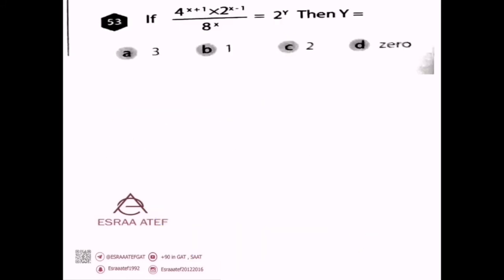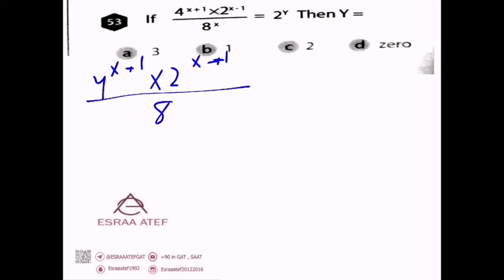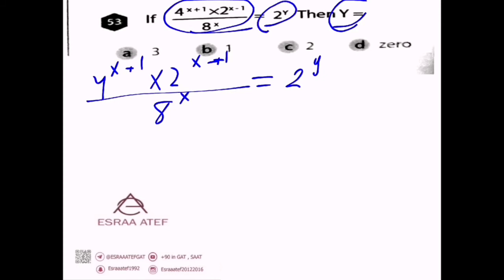Next one, we have 4 powered by x plus 1 times 2 powered by x plus 1 over 8 powered by x equals 2 powered by y, and he wants you to get y. The same, I will try to make here 2 like this part. How can we do it? We will simplify as we can.